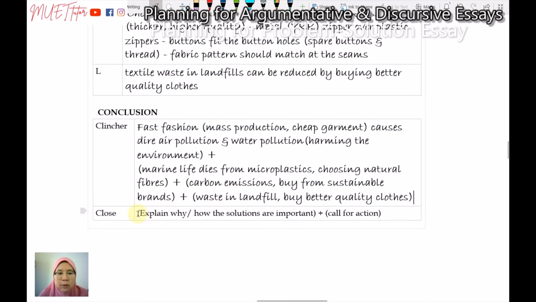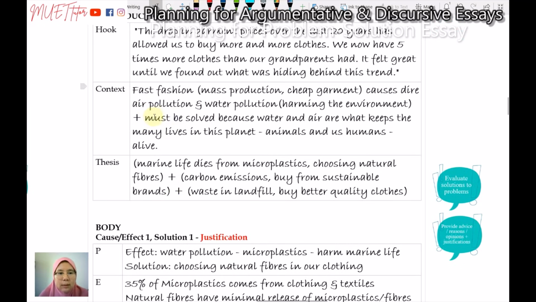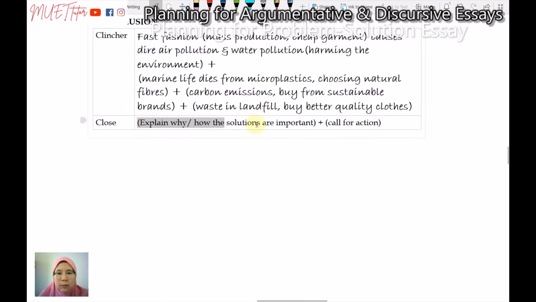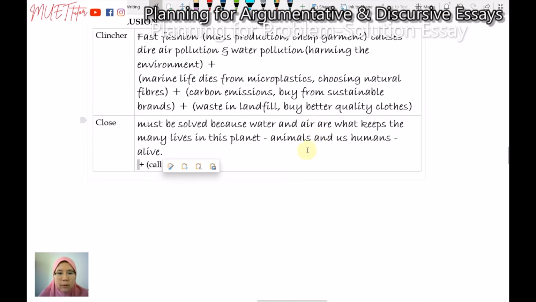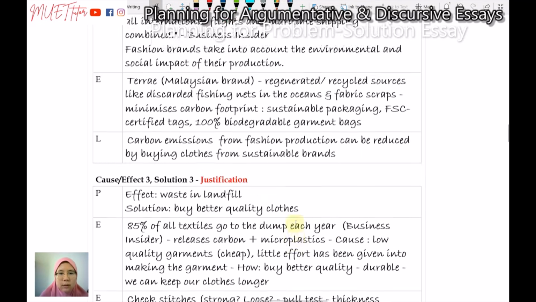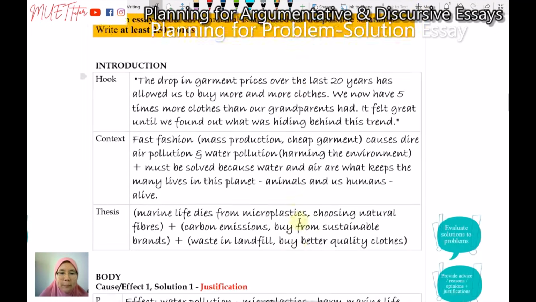And to close, we can copy the second part of the context, this part. Why should this problem be solved? And we put it here, and then make a call for action. We can say we should apply these 3 solutions into our daily practice immediately. And that is how we could do the problem solution essay.